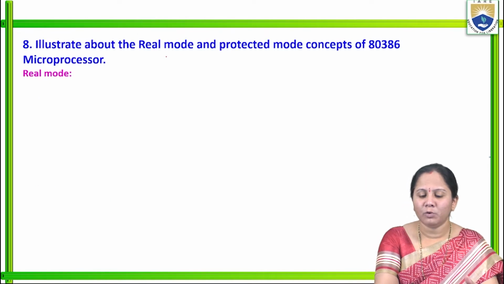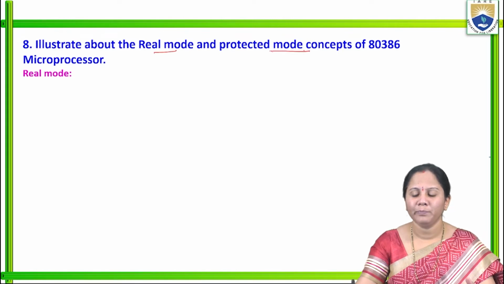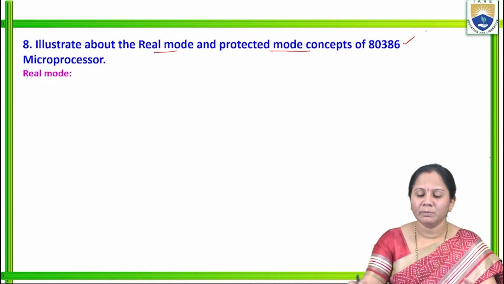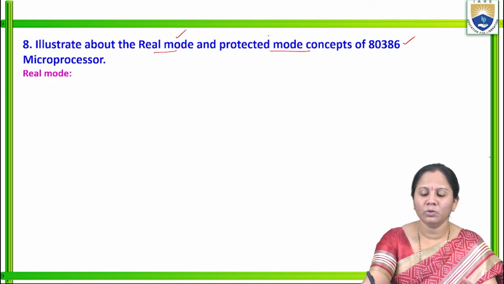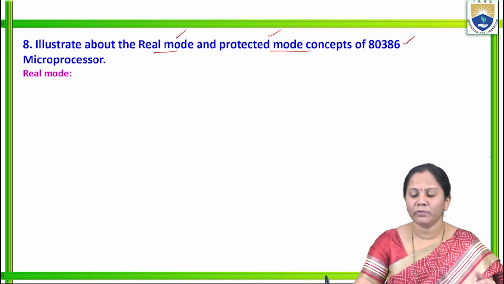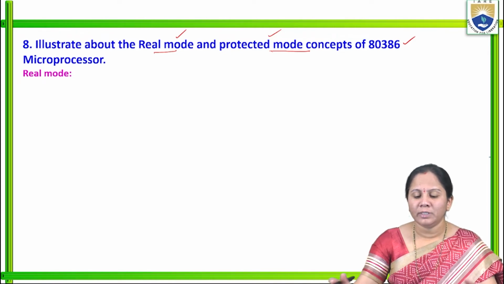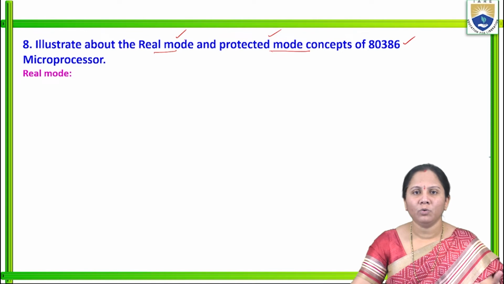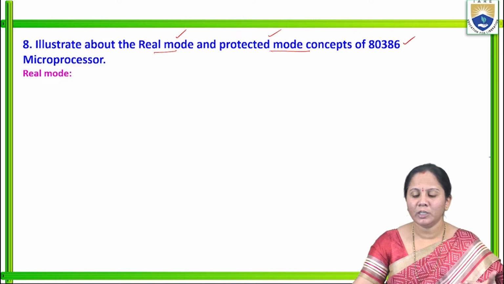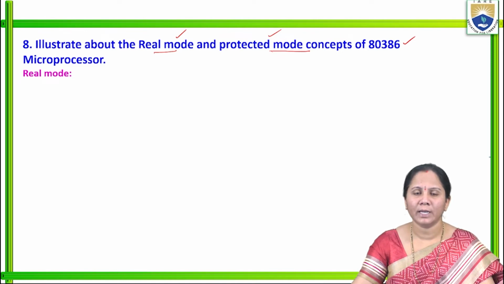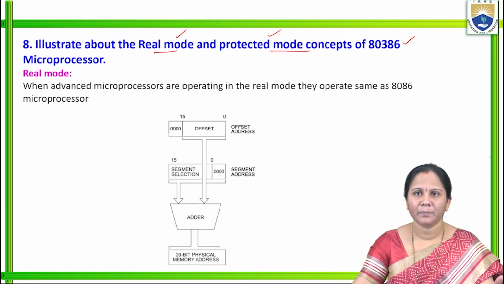And illustrate about the real mode and protected mode concept of 80386 microprocessor. Here these are the two operating modes of 80386. When 80386 is operating in the real mode, how to calculate the physical address? When it is operating in the protected mode, how to calculate the physical address?